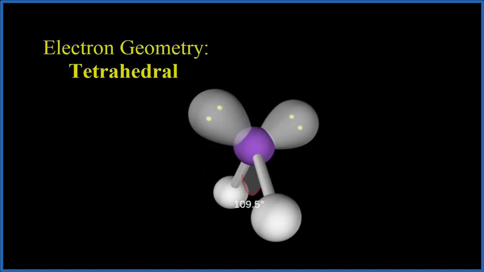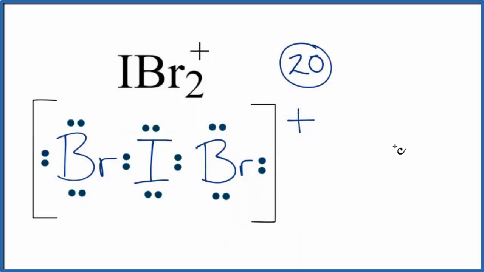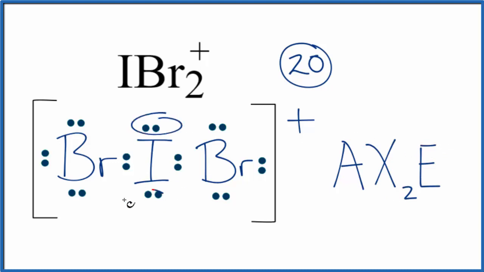Let's go back to our Lewis structures. If you use the AXE notation to figure out the molecular geometry, A would be the central atom, the iodine, X the number of atoms bonded, the 2 bromines, and E the number of lone pairs. We have those 2 lone pairs. So you'd end up with this AX2E2, which if you looked up, would be a bent molecular geometry.